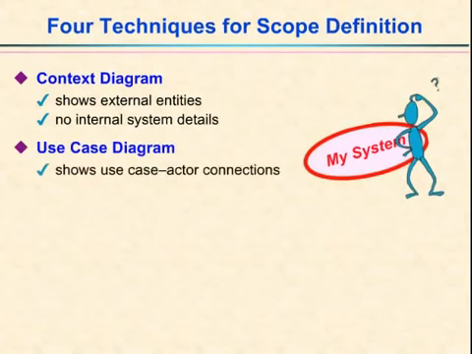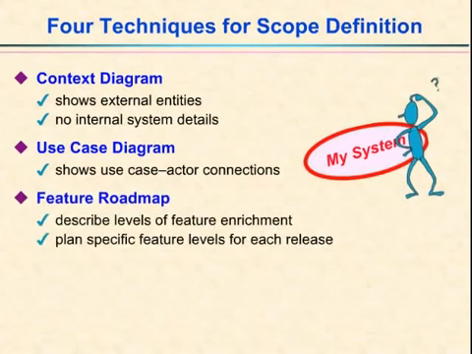The use case diagram is a complement to the context diagram. It shows connections between external actors outside the system and specific use cases or tasks those actors are going to perform. So the use case diagram, unlike the context diagram, does provide some visibility inside the system.